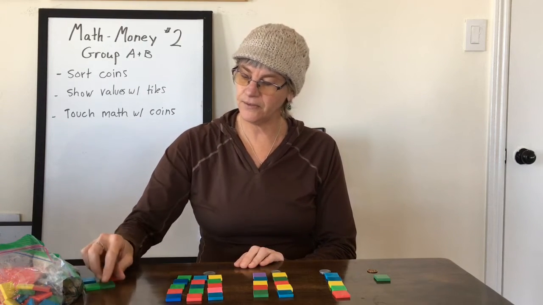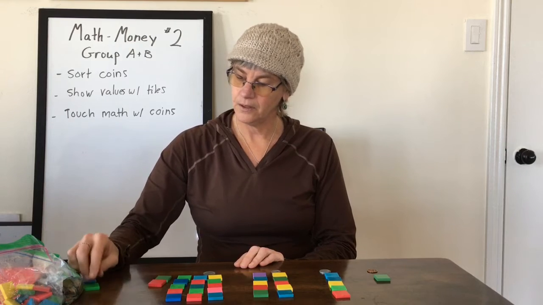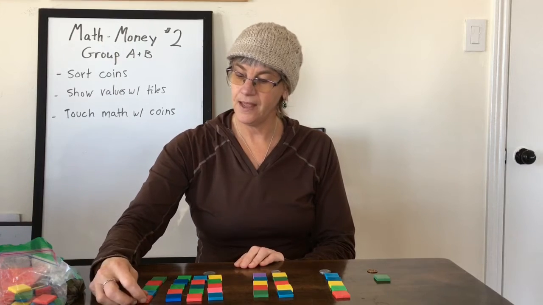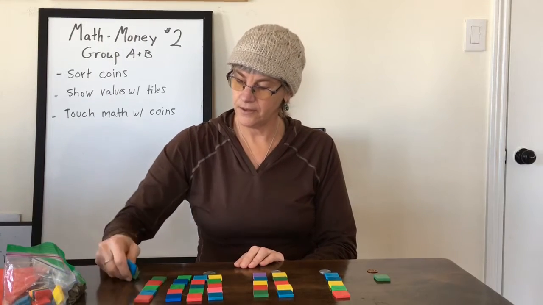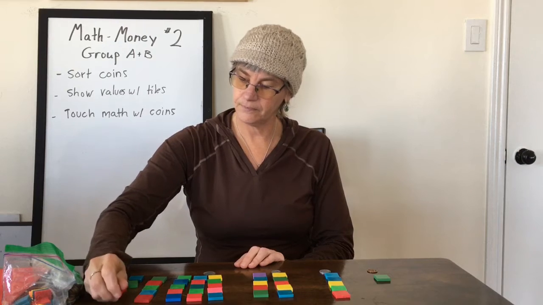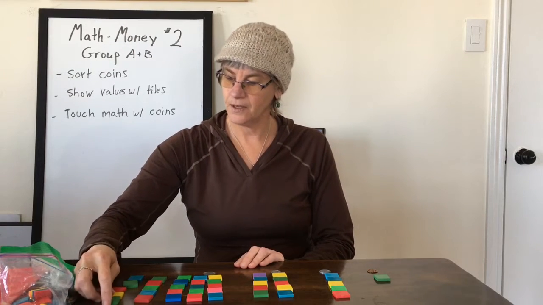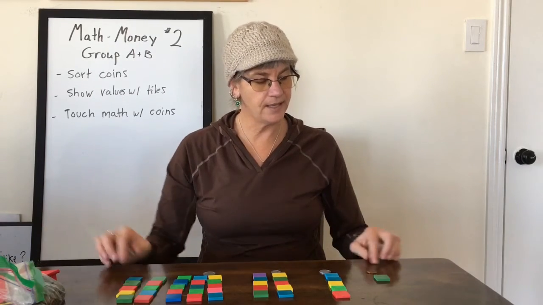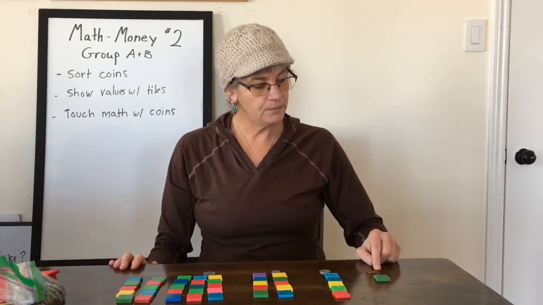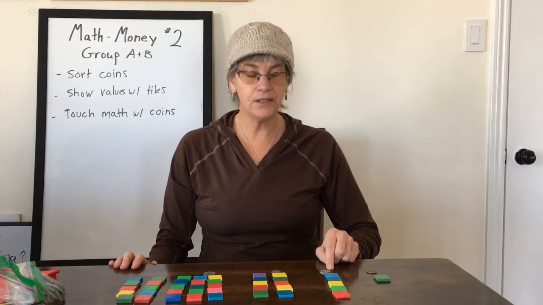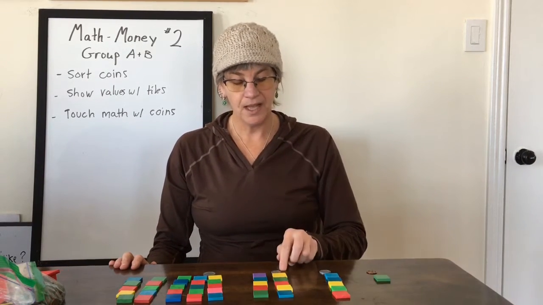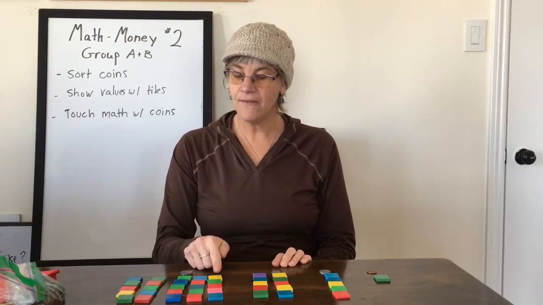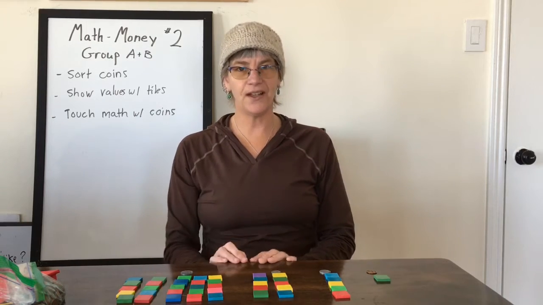There's 3 groups of 5. Here are 4 groups of 5. And finally, 5 groups of 5. All right, so there you go. Now you can see that a penny is worth 1 cent, a nickel is worth 5 cents, a dime is worth 10 cents, and a quarter is worth 5, 10, 15, 20, 25 cents.